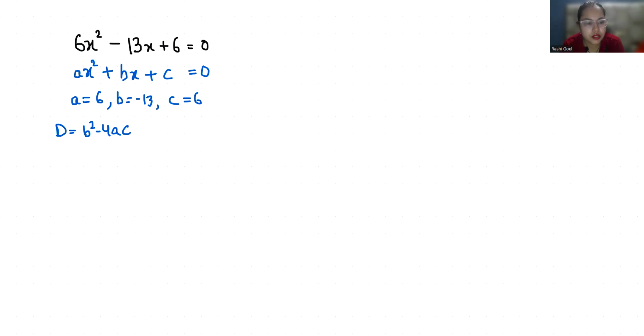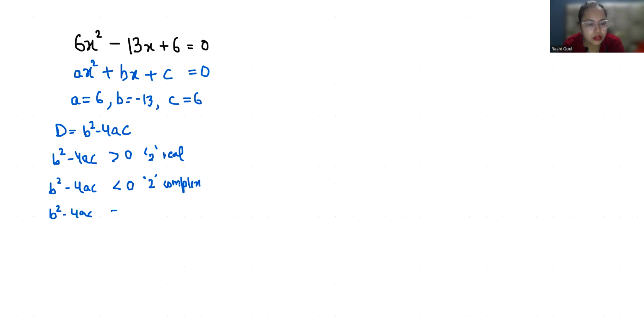So, there are three possibilities. If it is greater than 0 or positive, that means two real solutions exist for this equation. If it is less than 0 or negative, that means two complex solutions exist. And if it is equal to 0, that means only one real solution exists.